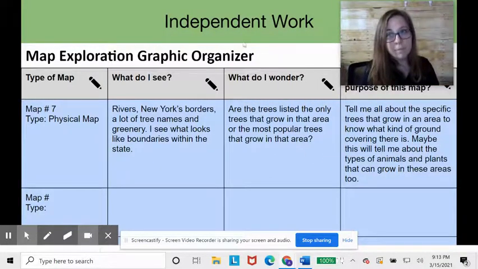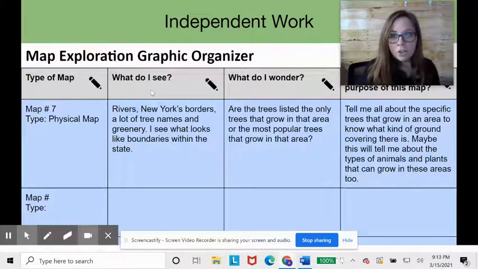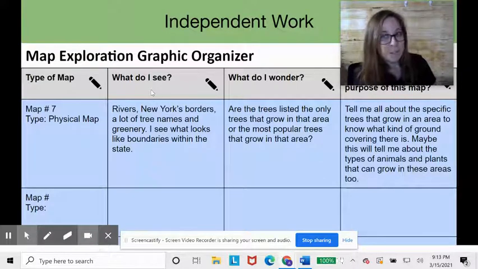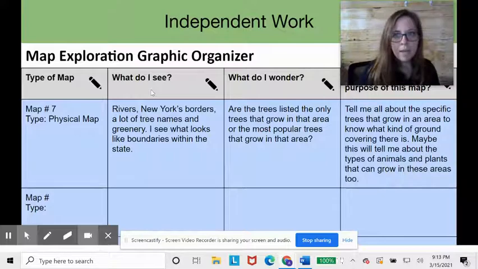As you get further into this unit about geography and you become expert cartographers, which are map studiers and makers, you're going to be able to know so much about maps and their purposes.